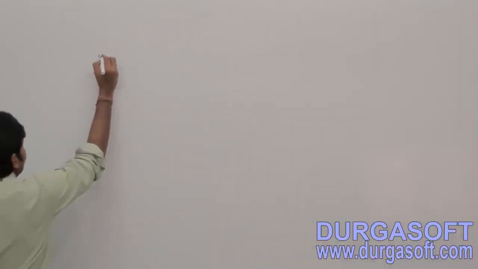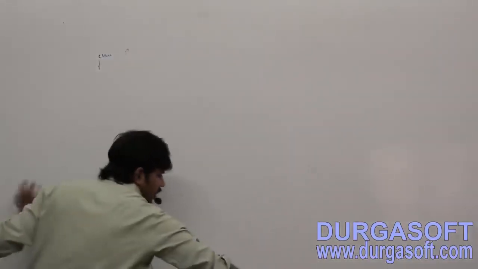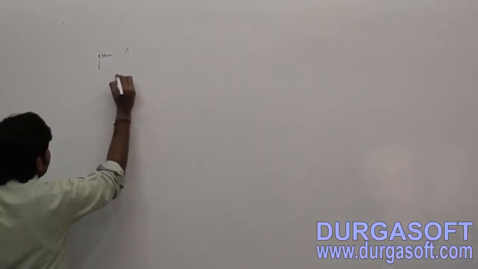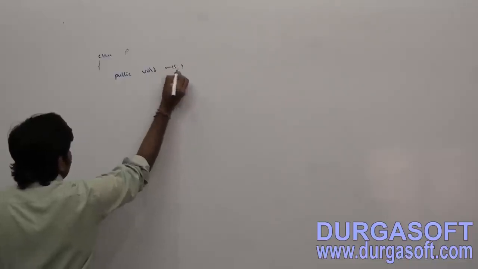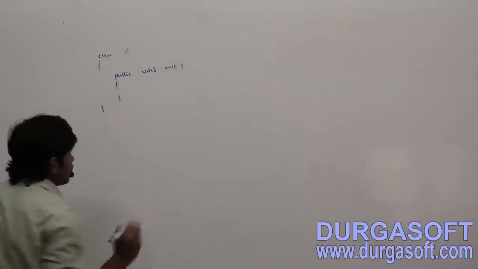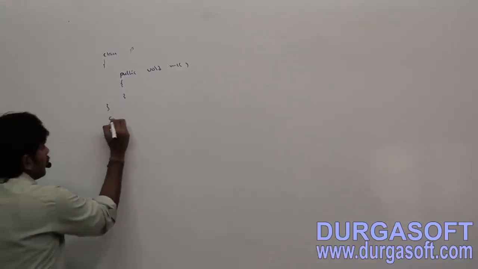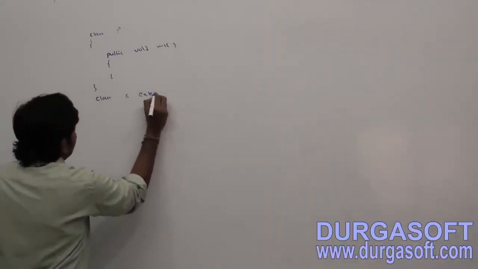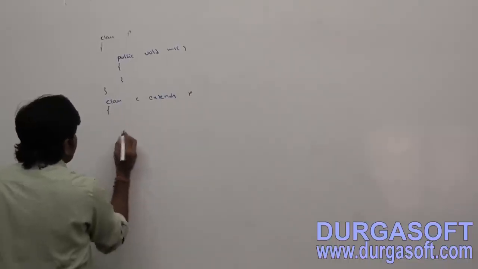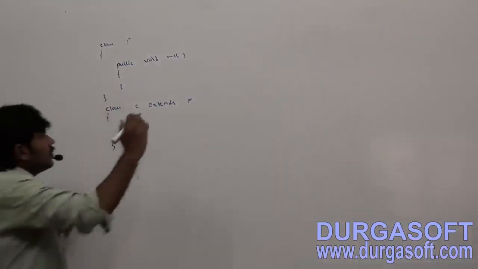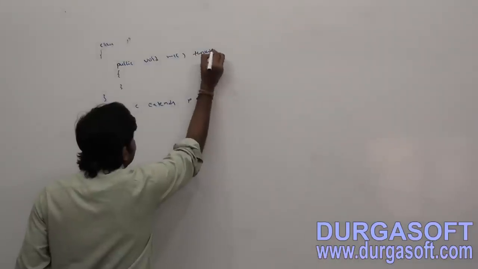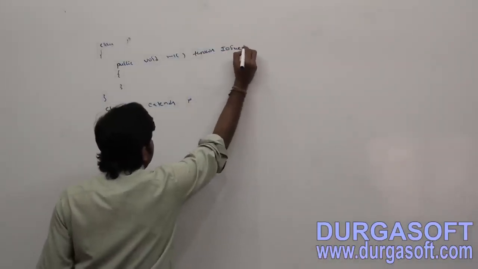Here see, sir, I have one parent class, class P. The parent class contains a public void M1 method. Class C extends P, like this. Sir, here assume it throws IOException.